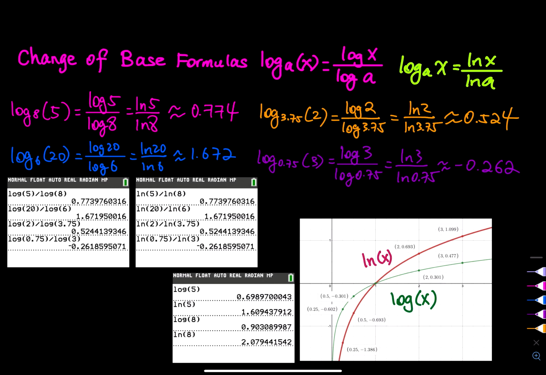The negative comes from log of 0.75. Because for log and ln, when you take a look at the picture, when x is between 0 and 1, the curve is below the x-axis, so therefore the y value is negative. So that's why the log and the ln of 0.75 give me a negative.